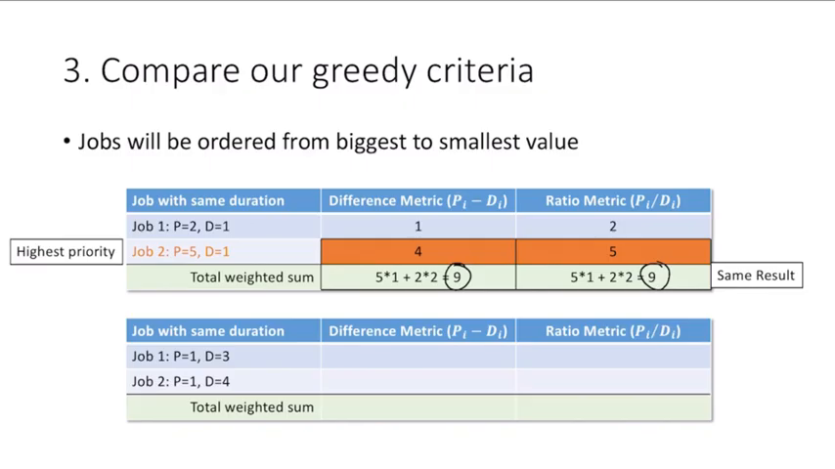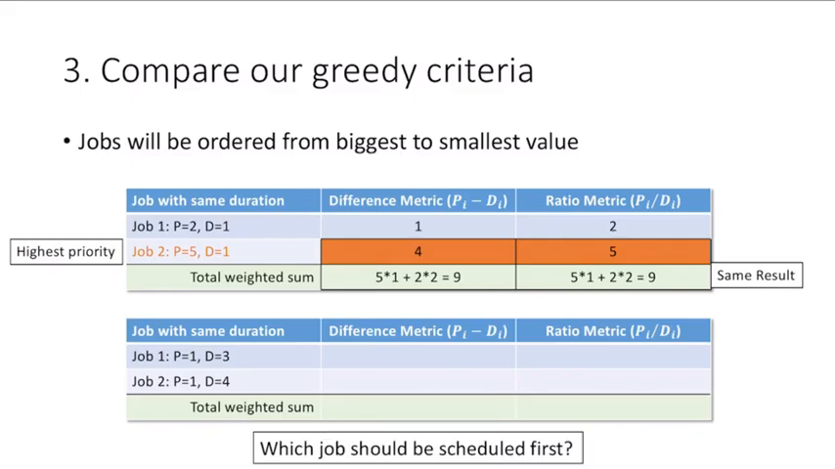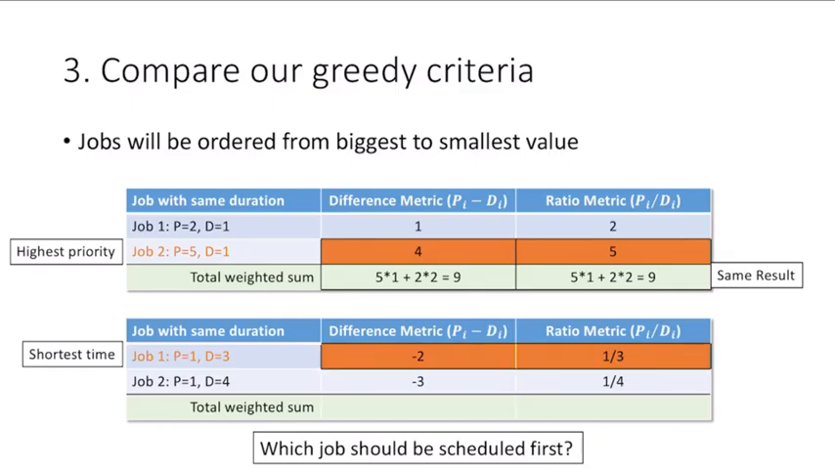Well, that was it for jobs with the same duration. Let's look at it for jobs with the same priority and see if they agree on those jobs as well. So which job should be scheduled first? Well, we know the job that should be scheduled first is the shorter job. So we should expect these criteria to tell us that job 1 should be scheduled first. If we take our criteria here, we would take 1 minus 3, which is equal to negative 2, and 1 minus 4, which is equal to negative 3. And it does. Negative 2 is greater than negative 3, so we're going to schedule job 1 first, so that one gets it correct.